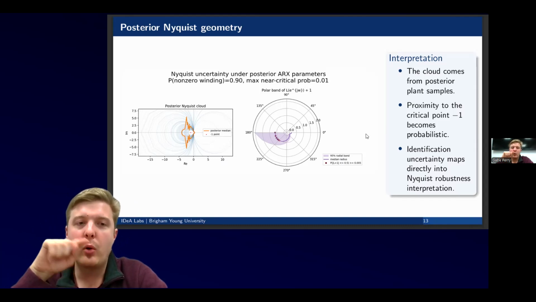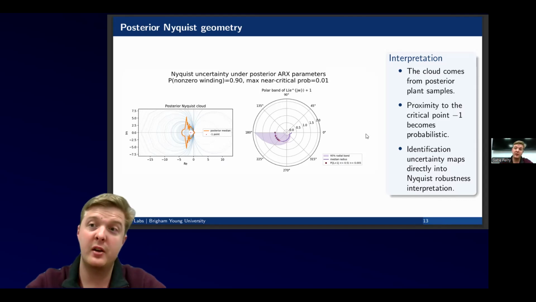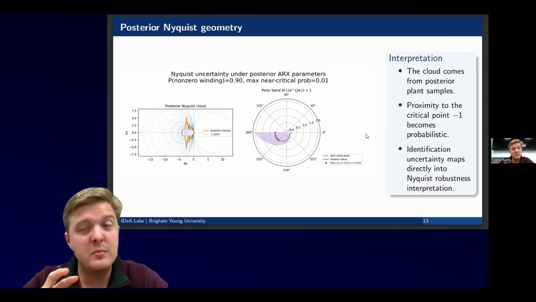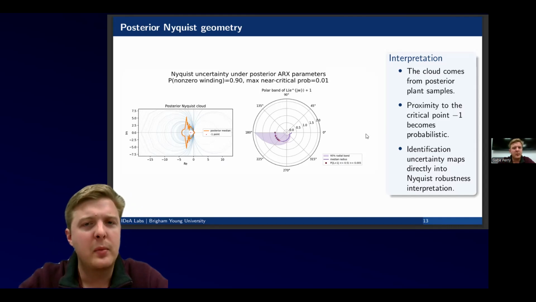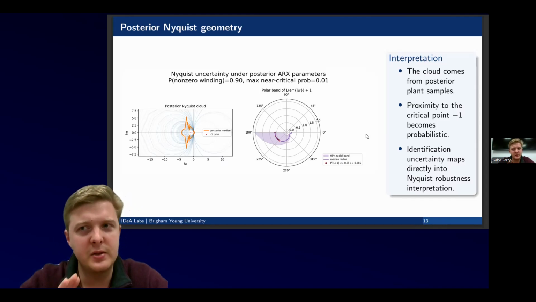And we also see our point cloud has now become this curve cloud. So this is the posterior distribution of Nyquist plots. And we see that some of them come pretty close to that -1 point. And in particular, there's a max near critical probability. So that's probability of 0.01% of the posterior is close enough to that point -1 that we are a little bit concerned about the robustness margins of the system.